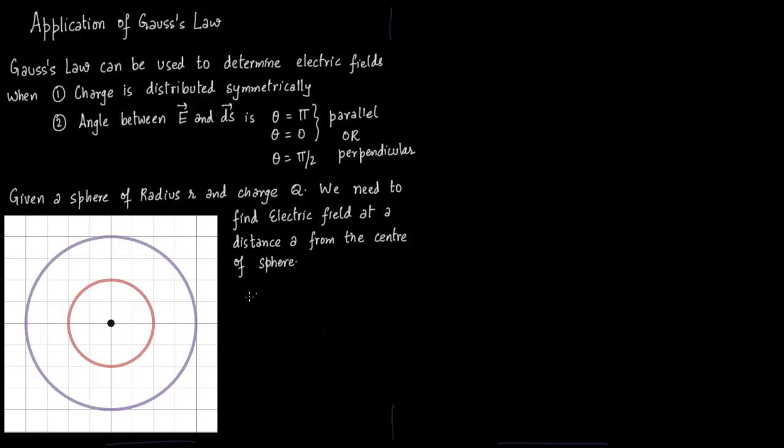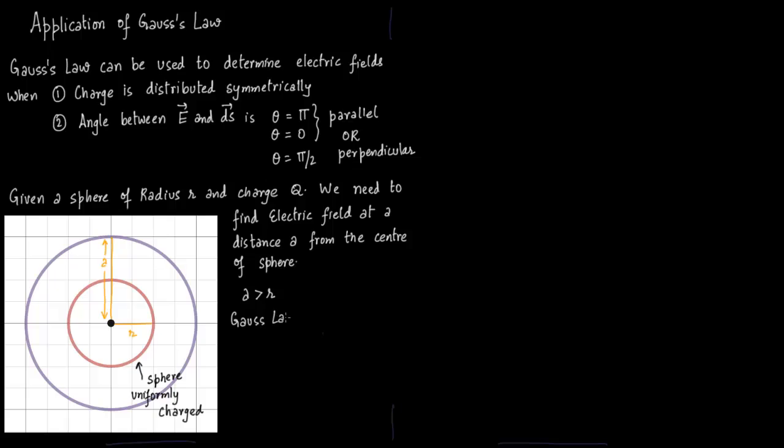So let us see this in the figure. So you have two spheres. One sphere is red. So this red is the sphere. So this radius is r, and you need to find electric field at distance a from the sphere. So purple line is the distance a from the center of the sphere, and the sphere has radius r. So this red sphere is uniformly charged. So first condition is satisfied.